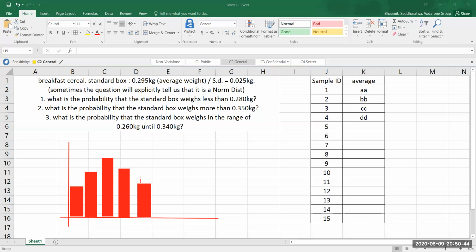Now I try to understand what the distribution is. If I join the dots, then it becomes a PDF. This looks like a normal distribution. Why? Because this represents a bell curve. This is not a very good drawing actually. The bell curve is going to represent something like this.